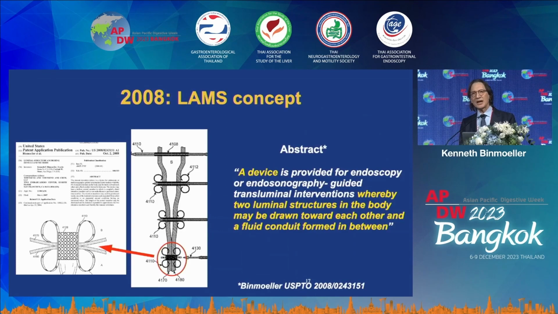So the LAMS concept was born in 2008. This is from the abstract when I filed the provisional patent: a device whereby two luminal structures in the body may be drawn toward each other. You can see that in the drawing here. The two walls are drawn towards each other, and a fluid conduit is formed in between. Now, this is how I first envisioned a LAMS. It had flanges that curl back on themselves, and it produces this very soft shoulder to minimize tissue injury.